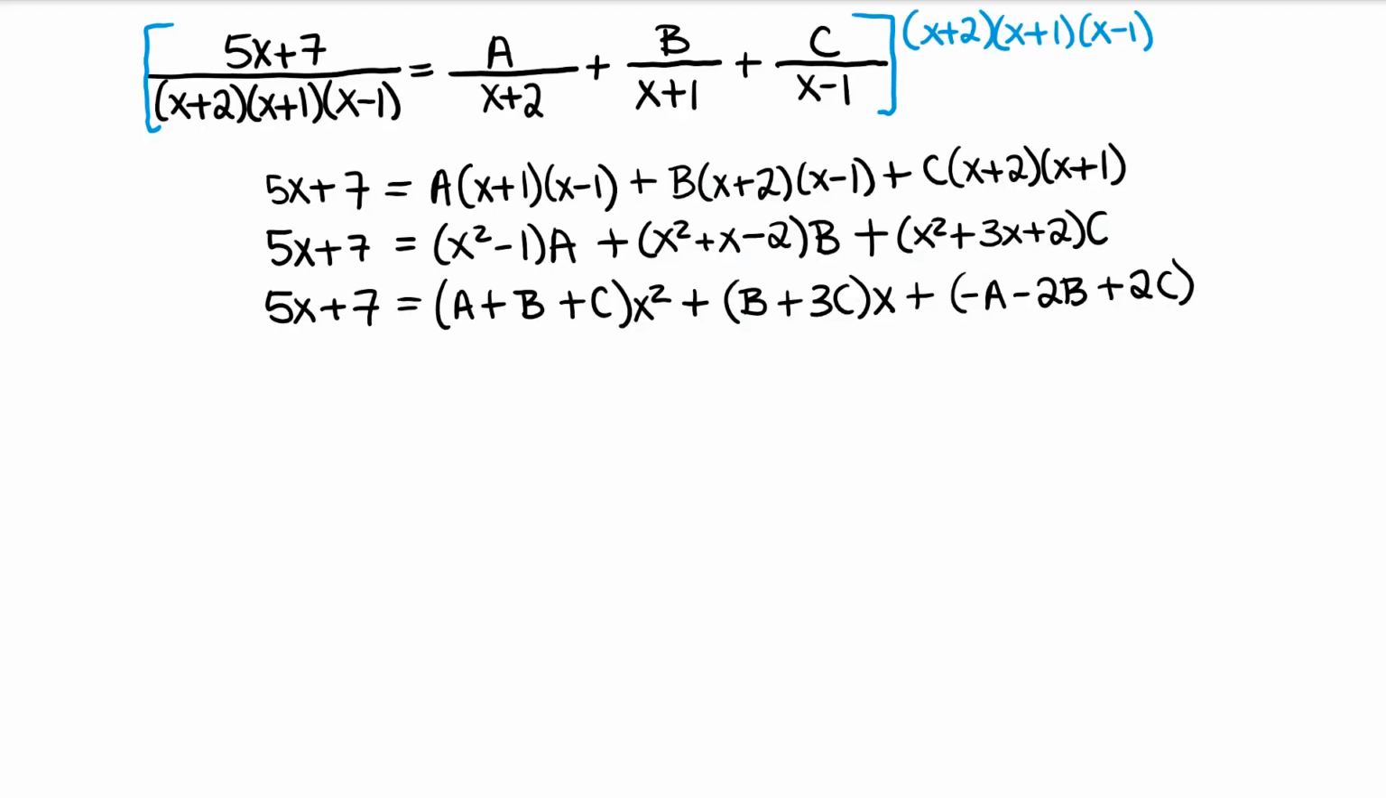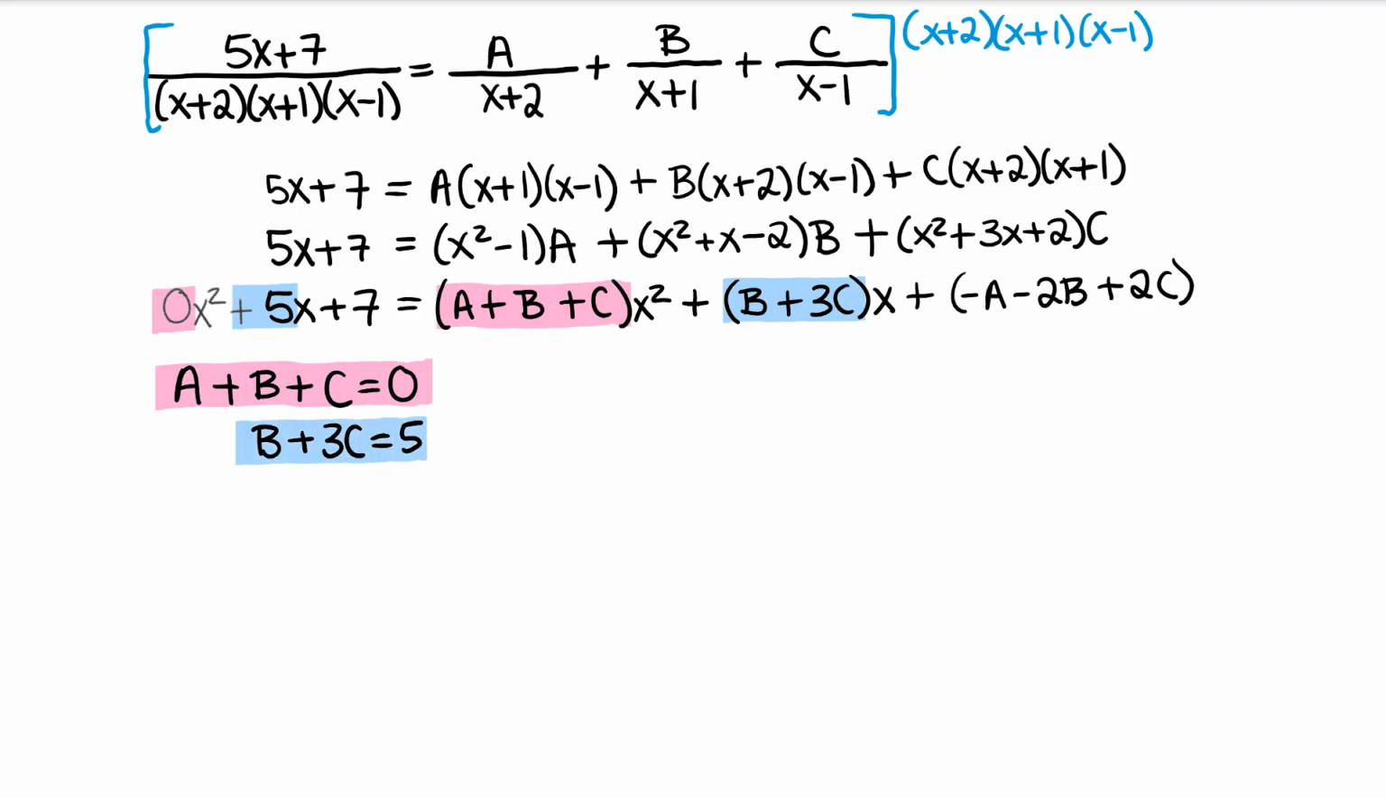Because this is an equation, the coefficients of each variable will be equal. If I add a 0x squared to the left side, the coefficient of x squared is 0. On the right side, the coefficient of x squared is A plus B plus C, meaning A plus B plus C is equal to 0. The coefficients of x are also equivalent, so B plus 3C equals 5. And the non-variable terms are also equivalent, so -A minus 2B plus 2C equals 7.